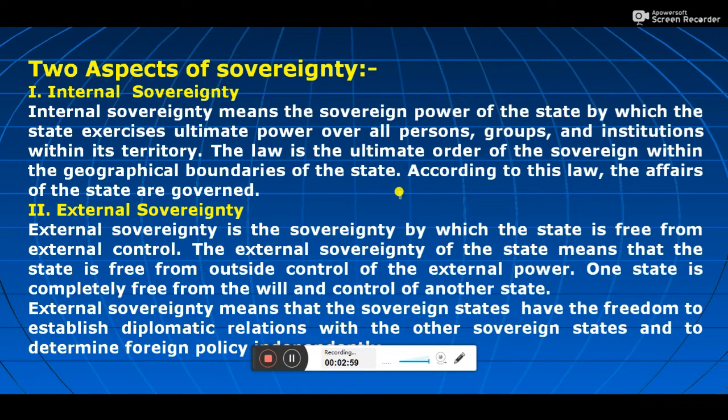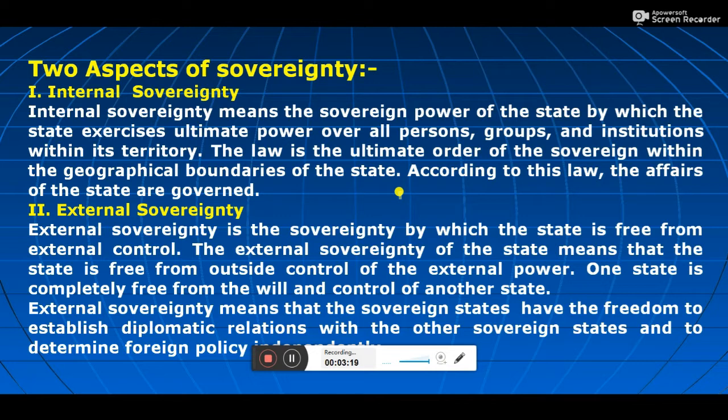Sovereignty has two aspects. Now we shall discuss the two aspects of sovereignty. They are internal sovereignty and external sovereignty. First of all, we shall discuss internal sovereignty.